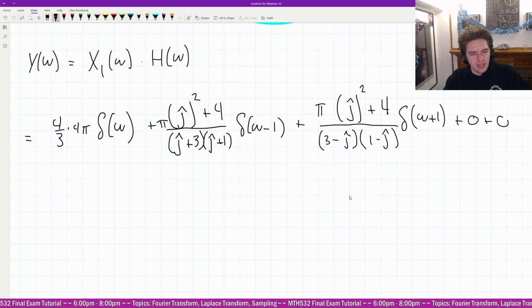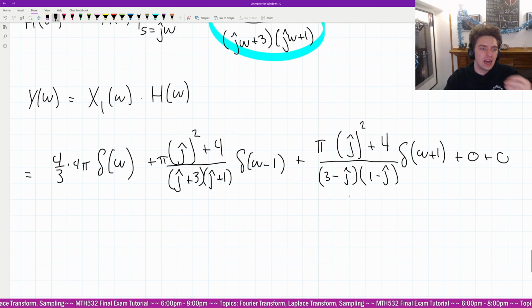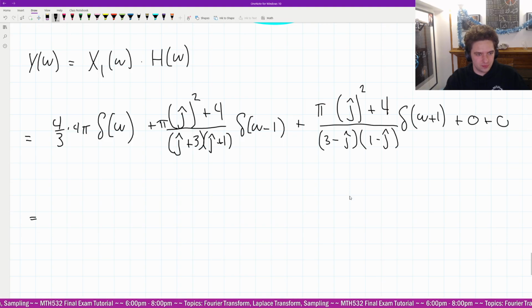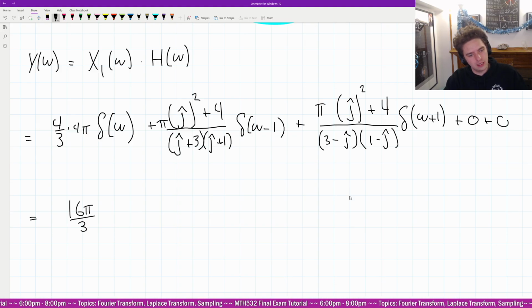Where do we go from here again? What did I do next? I went back to time domain. Okay, so from here, I went back to time domain. Let's simplify a little bit before we do that. This is going to be 16 pi over 3 delta omega. Because we're looking for y of t, so we can go back to time domain now.